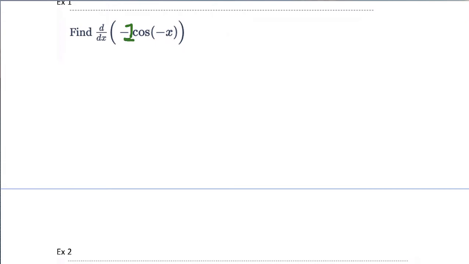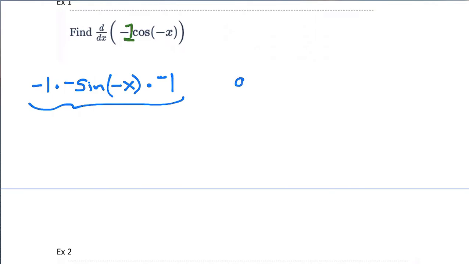So if I'm differentiating this, the negative 1 comes along. When I differentiate the cosine, it's negative sine. I leave the inside alone. But now I have to differentiate the inside. The derivative of negative x is just negative 1. So this is fine if you wanted to leave it that way, or you could simplify it, and since you have 3 negatives there, you got negative sine negative x because of all the negatives in this one.